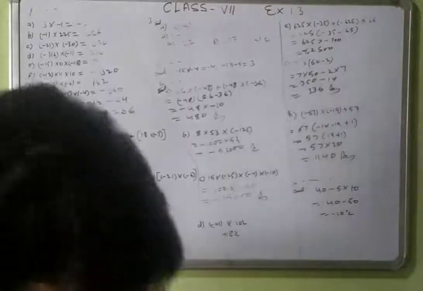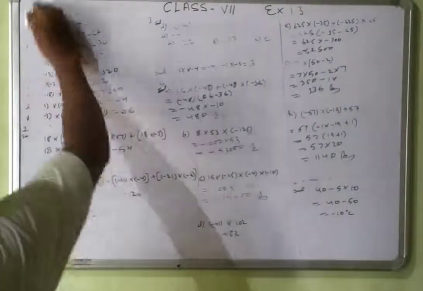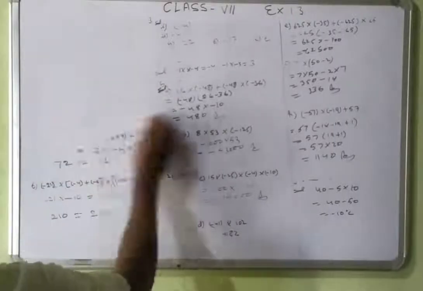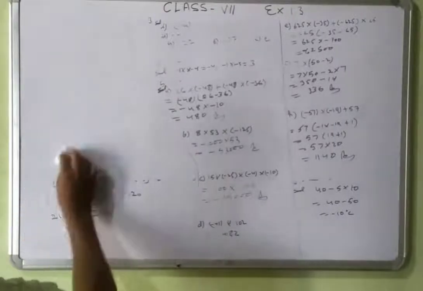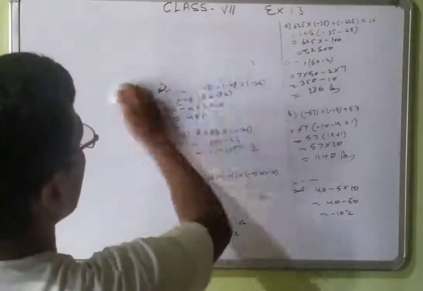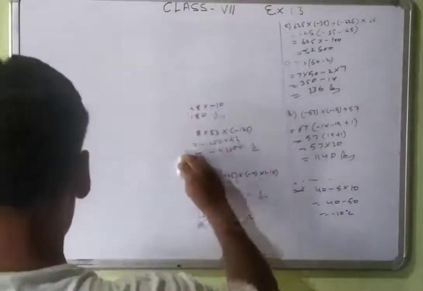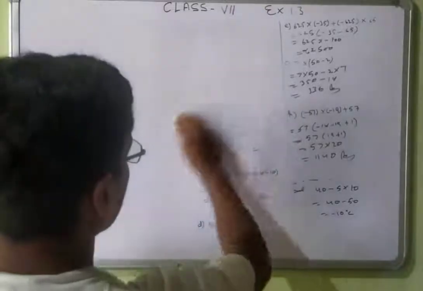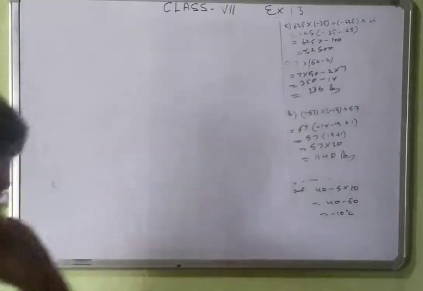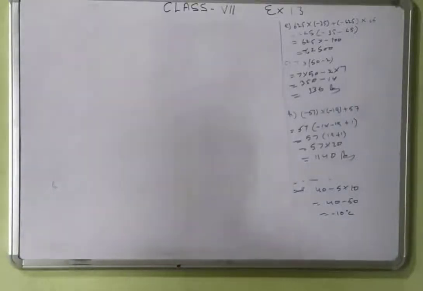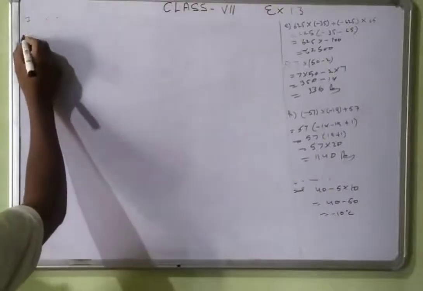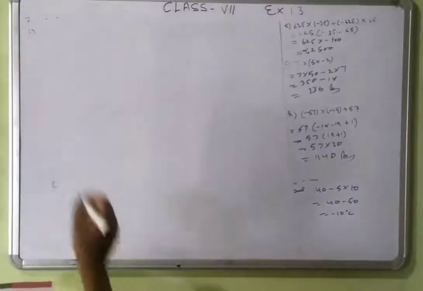Now the 7th question we will see here. That is 7th question. Here is only 3 parts you will see. This is also not difficult. So 7th question, first part, that will be solution.